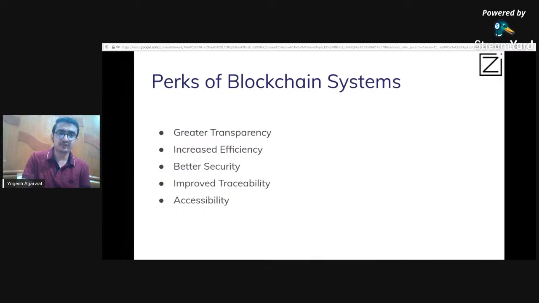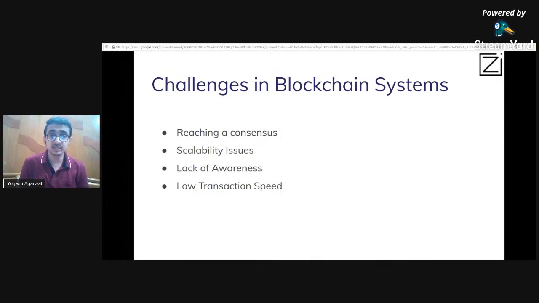So it offers us these perks, but there are also many challenges in blockchain systems. In this particular session we'll talk about the first challenge, that is reaching a consensus. The other challenges are scalability issues, lack of awareness, and low transaction speed. We'll also cover a bit of these, but mostly we'll focus on consensus algorithms.